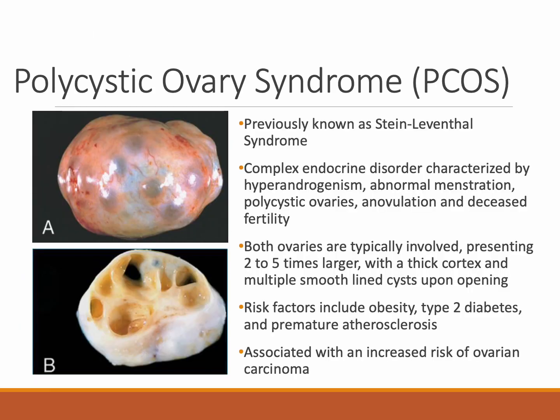And then finally, we'll talk about the polycystic ovarian syndrome, or PCOS. This was previously known as Stein-Leventhal syndrome, but this is a complex endocrine disorder. So it'll manifest with hyperandrogenism, which means that a woman might show male characteristics, and a common one is growing facial hair. So people who have polycystic ovarian disease, or PCOS, might actually have beards or mustaches. You'll have abnormal menstruation or lack of menstruation, polycystic ovaries, which you can see here.